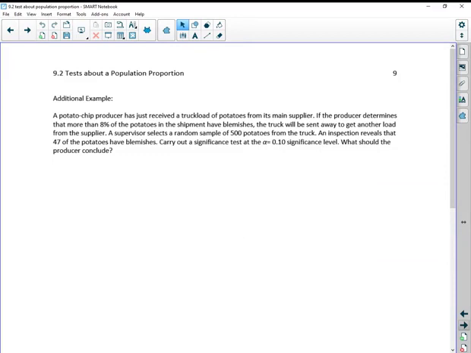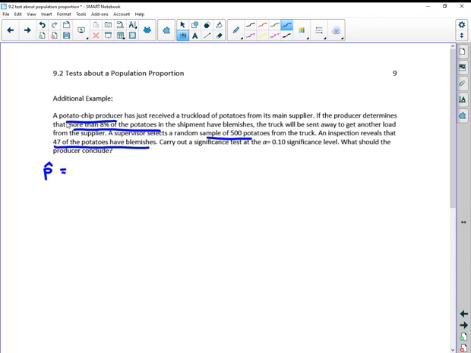We've got this potato chip producer, and they just received a truckload of potatoes from their supplier, and they said that they're going to reject these potatoes if more than 8% have blemishes. We go out and take a sample from the truck. We find that 47 of the potatoes have blemishes out of a sample of 500. It's a lot easier to identify what the sample statistic is in this situation, because it's basically the result of what you had when you went out and did your sample.